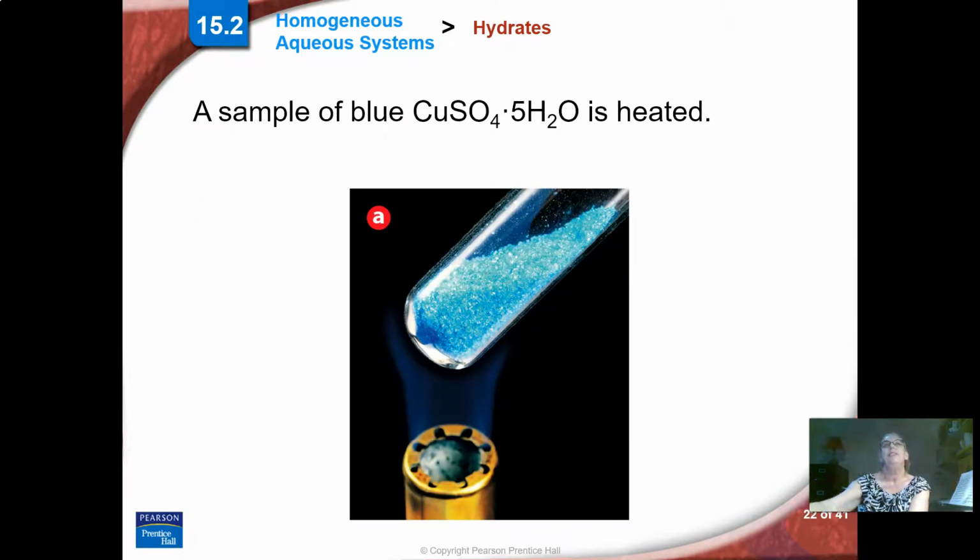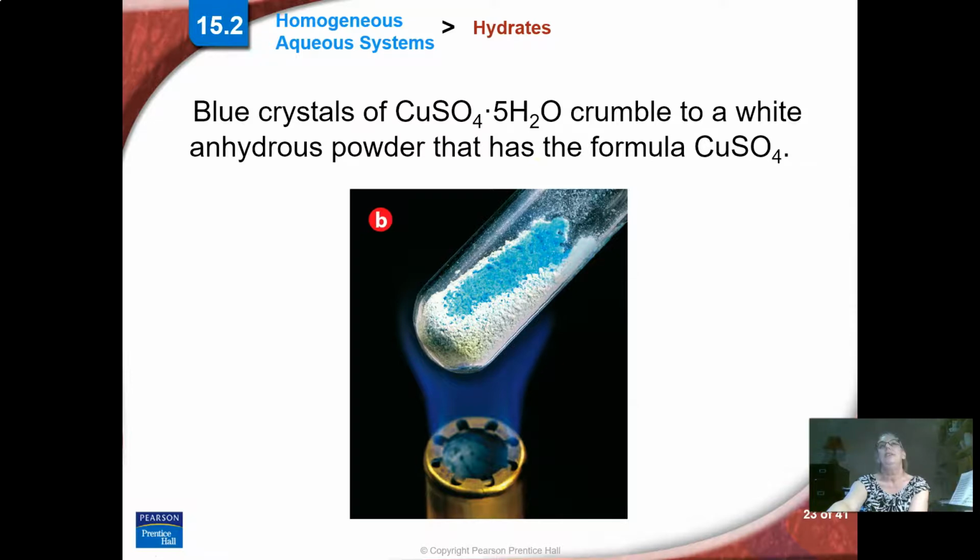So for example, this is copper sulfate pentahydrate. So this is the blue copper sulfate. It's also got water attached around this. 5 waters are attached around this molecule right here, that formula. And if we heat it up, we can break the water off of it, and the water will go out in water vapor, and then we'll have the white copper sulfate left.